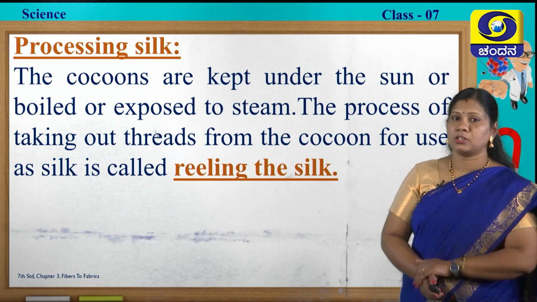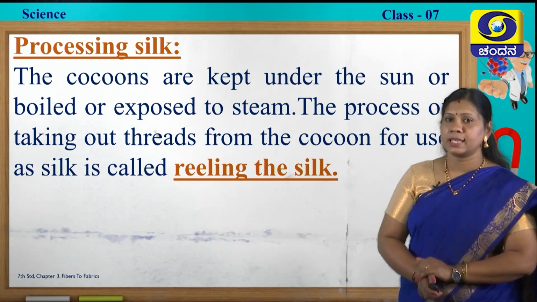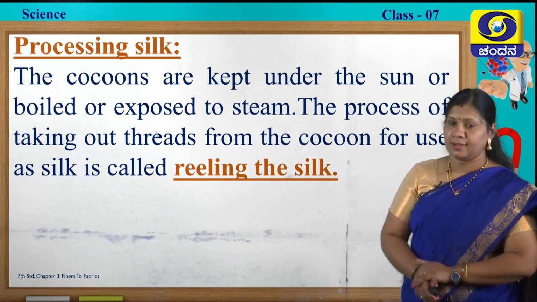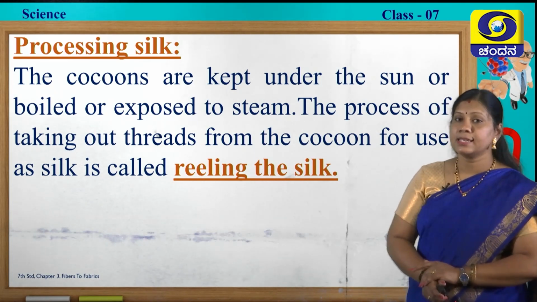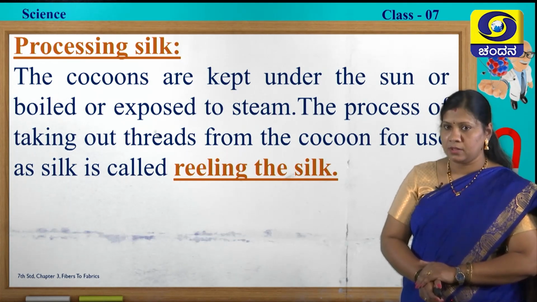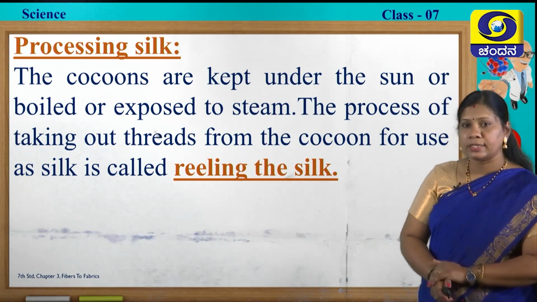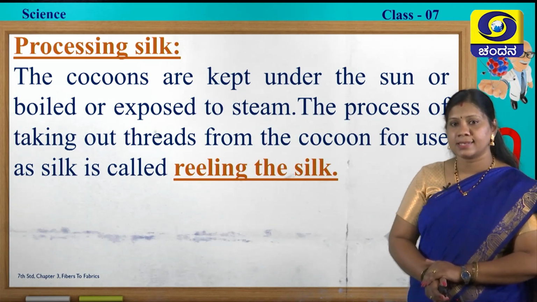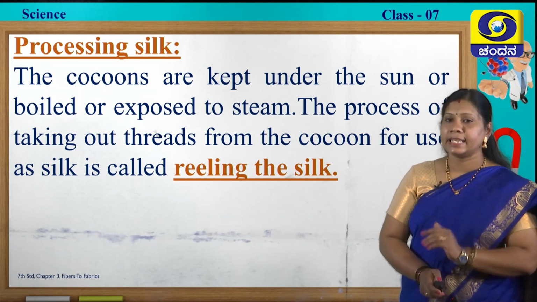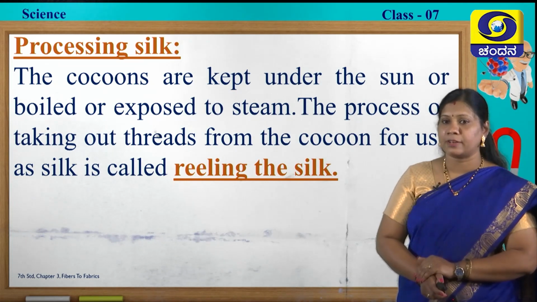Now, extraction of silk or the processing of silk. How does the farmer exactly process the silk? The cocoons are kept under the sun or boiled or exposed to steam. The process of taking out threads from the cocoon for use as silk is called reeling the silk. Exactly, reeling the silk. What is the process of reeling the silk?